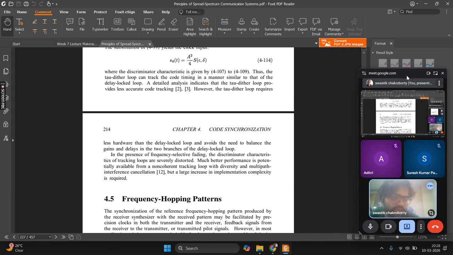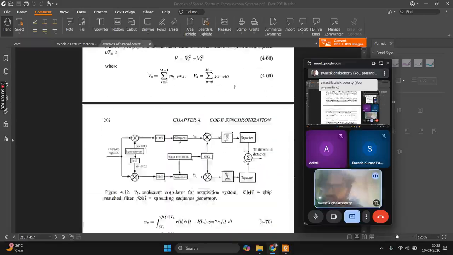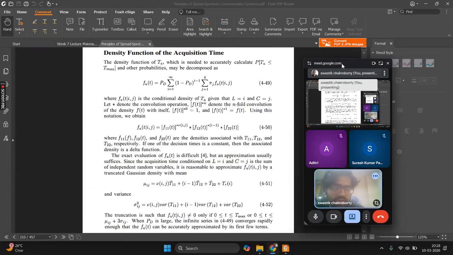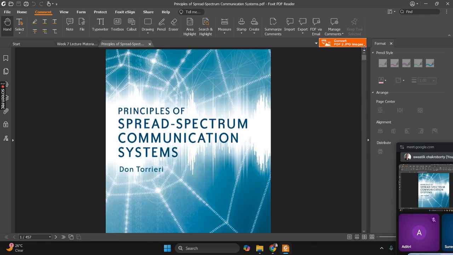I cannot share the PDF because, of course, it is an illegal copy, so I cannot share it officially. But if you search by this name, you will get it on the internet: Principles of Spread Spectrum Communication Systems by Don Torrieri. This is like the fundamental book.